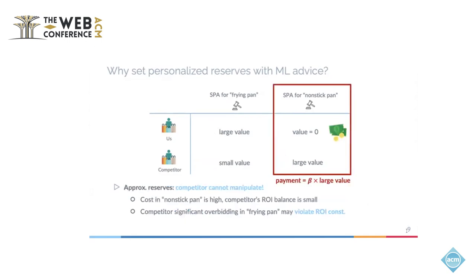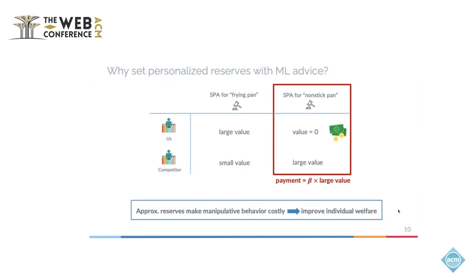So in this case, if we are able to set a personalized reserve for, let's say, the nonstick pan auction that is appropriately tuned such that it's not too big and not too small, we're essentially preventing the competitor from manipulating the auction. So the cost of outbidding us in the frying pan auction is actually large. Okay, so this is the main motivation for setting personalized reserve prices using these ML predictions. The ML prediction accuracy comes in because these personalized reserves have to be appropriately tuned. So the takeaway: approximate reserves make manipulative behavior very costly, and from that perspective, we can improve individual welfare.